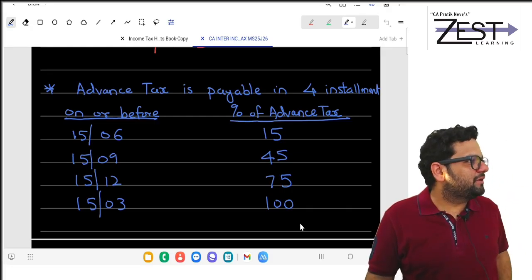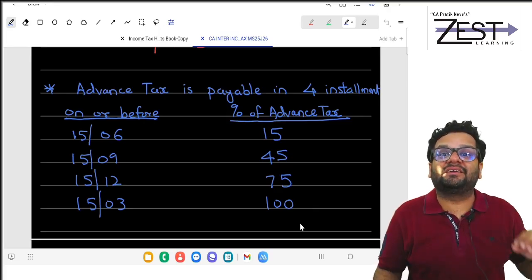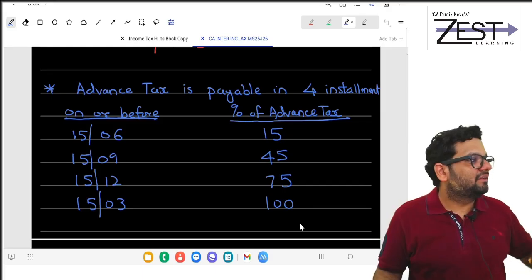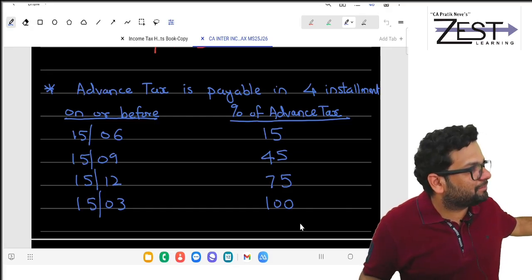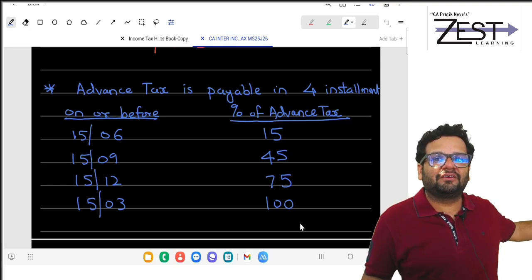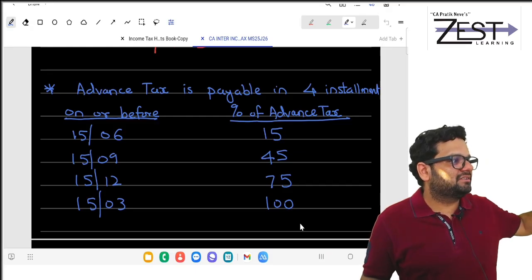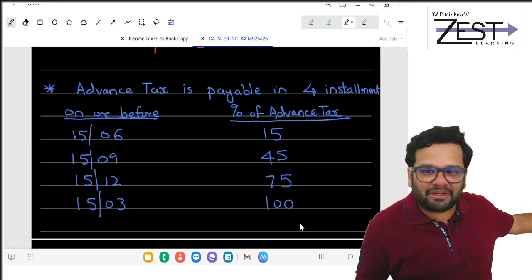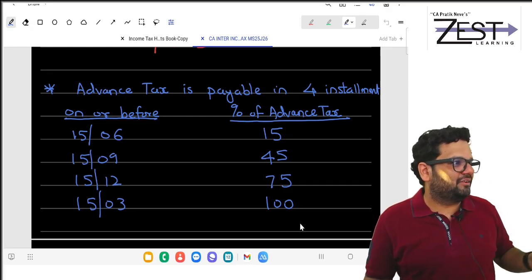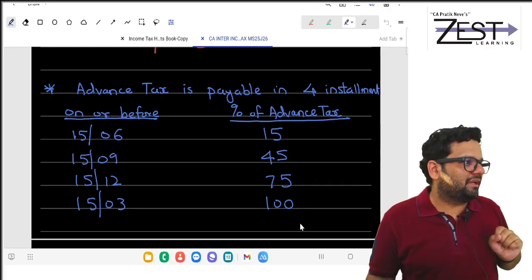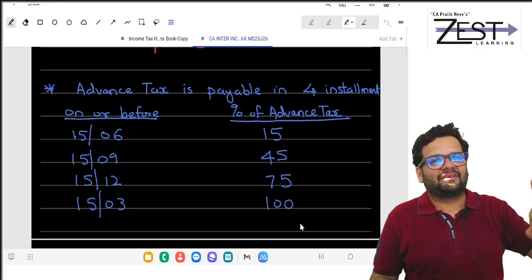Shortfall means: first installment, how much is payable? 15. If you pay less, you'll have to pay interest. Interest for how many months? 3 months. Which 3 months? 15th June to 15th September. Next time, how much do you have to pay? 45. If you pay less, again interest. For how many months? 3 months. 15th September to 15th December. Again, you have to pay 75%. If you pay less, interest for how many months? 3 months. Till March.